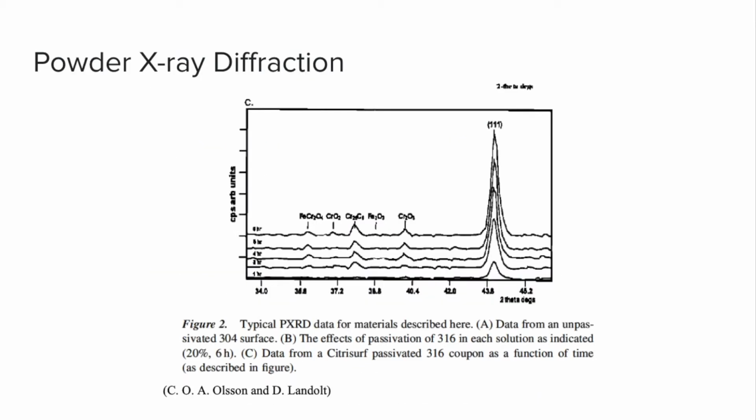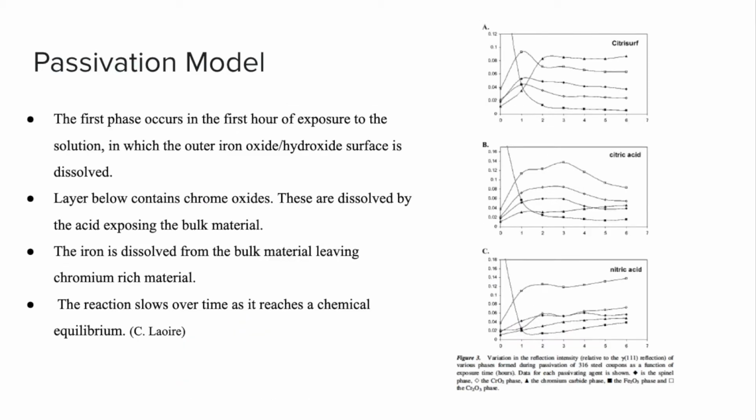Another method for determining the passivation process is via powder X-ray diffraction. And then a similar process determines the chemical makeup of the surface over time. As you can see, some of the chromium oxide is not present in the initial hours after exposure to the solution and is slowly formed. Here is the passivation model.